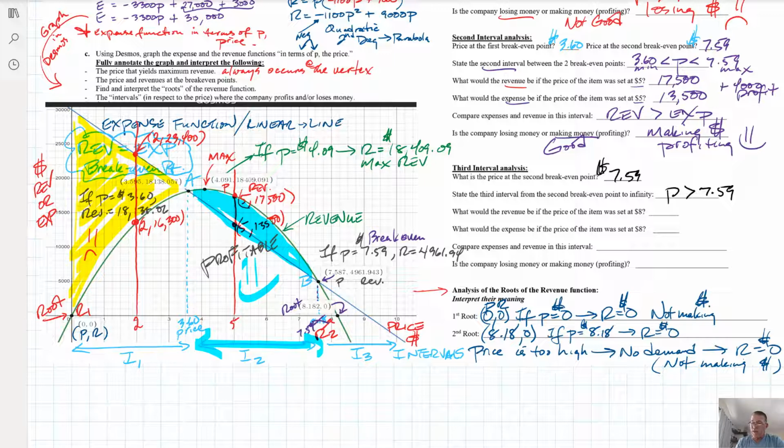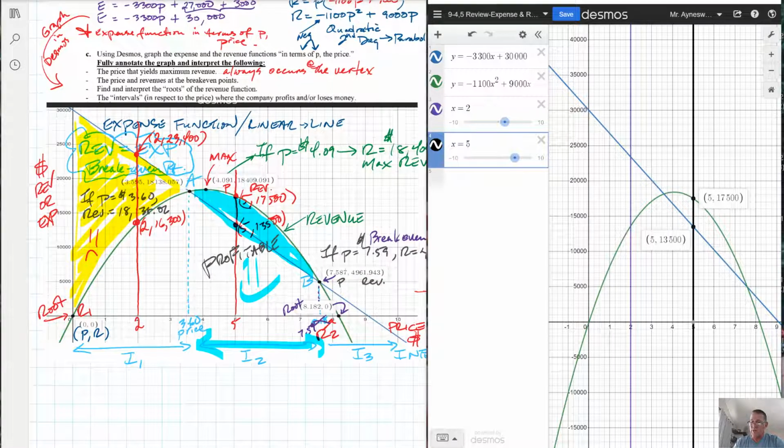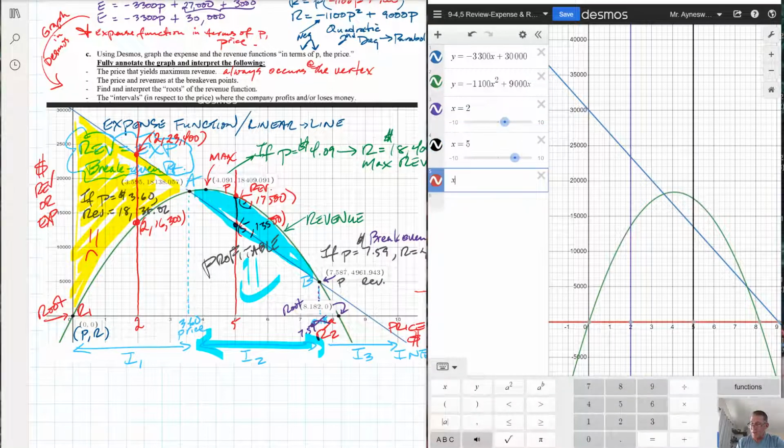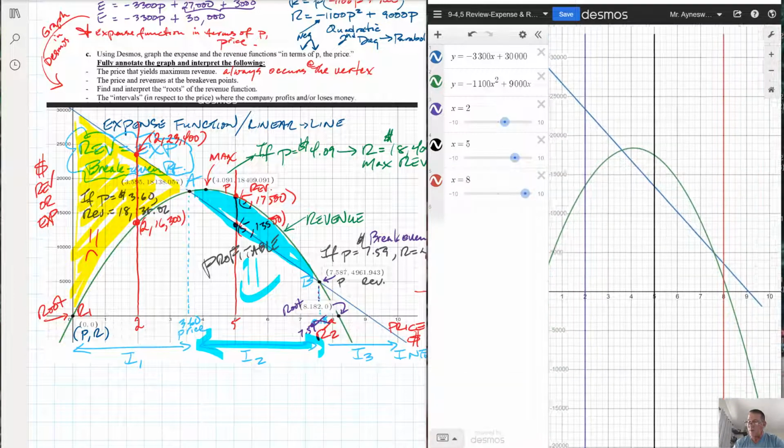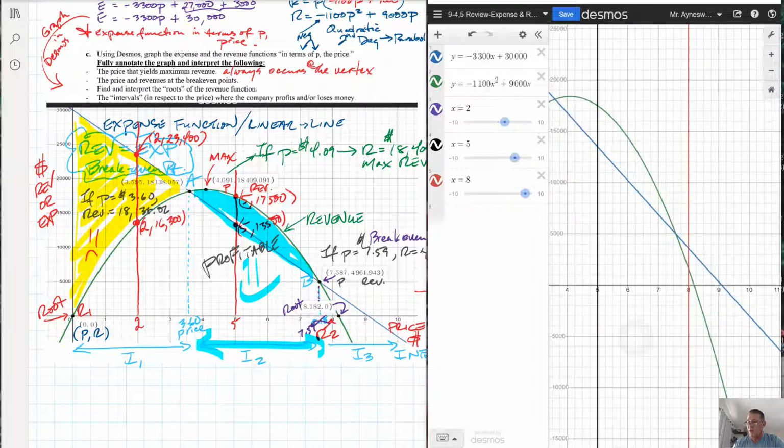But just to play with it, let's figure out what's revenue, what's expense when you set the price at $8. Okay, well, it's easy to figure out. So you just type in x equals 8. All right, and then voila, it gives you some values. So let's zoom in over here and let's click on it.